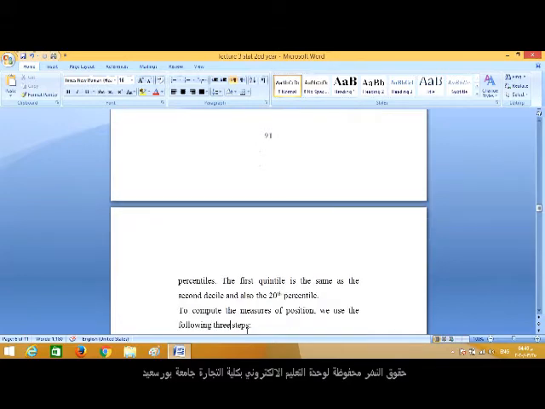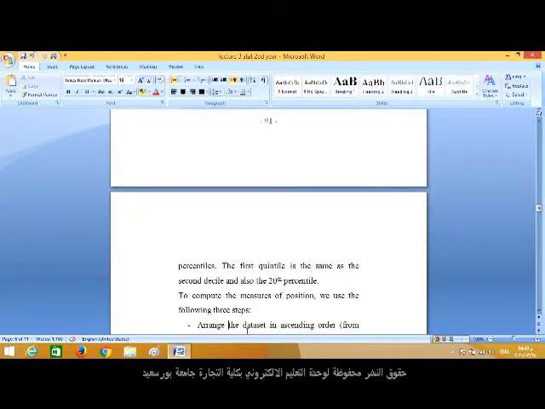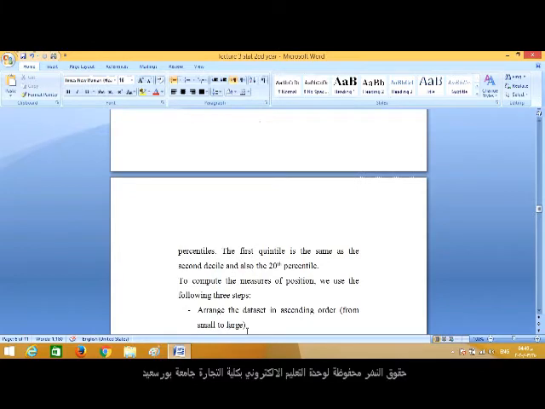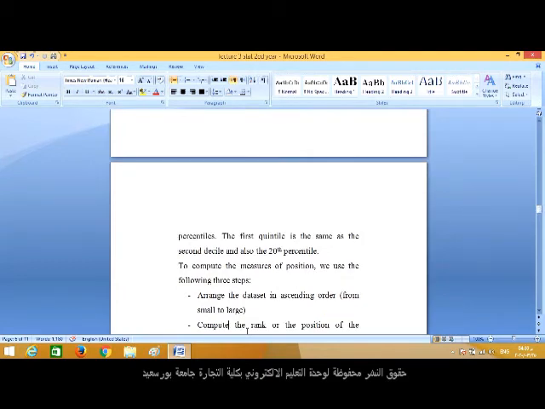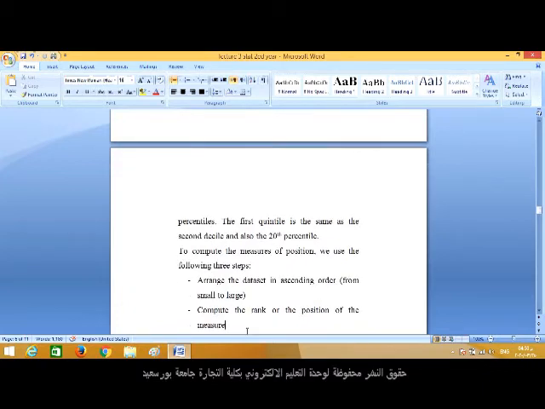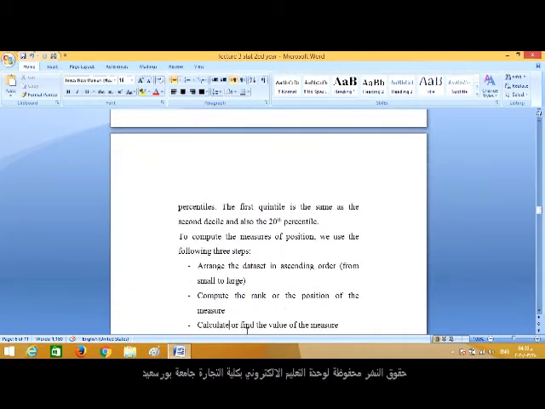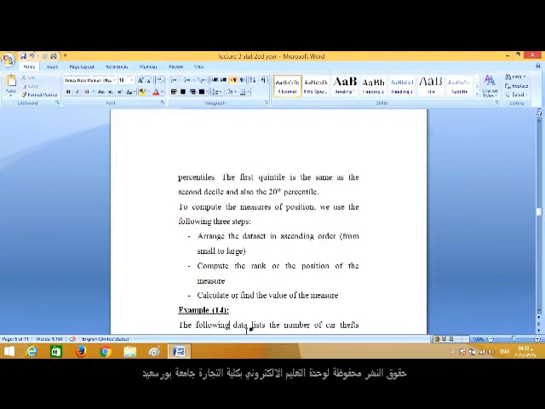To compute the measure of position, we use the following 3 steps. Step number 1, arrange the data set in ascending order from small to large. Step 2, compute the rank or the position of the measure. Number 3, calculate or find the value of the measure.